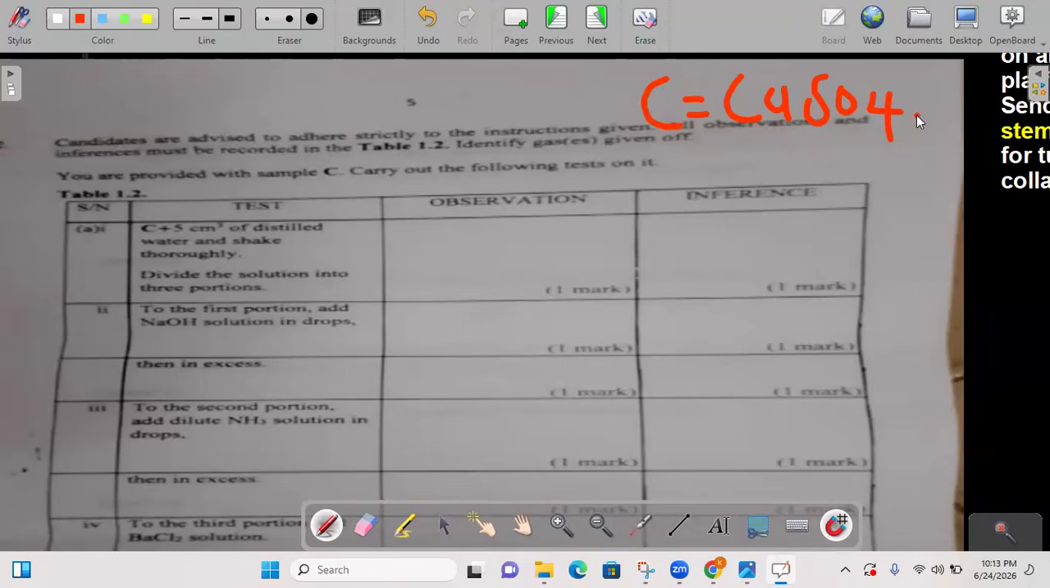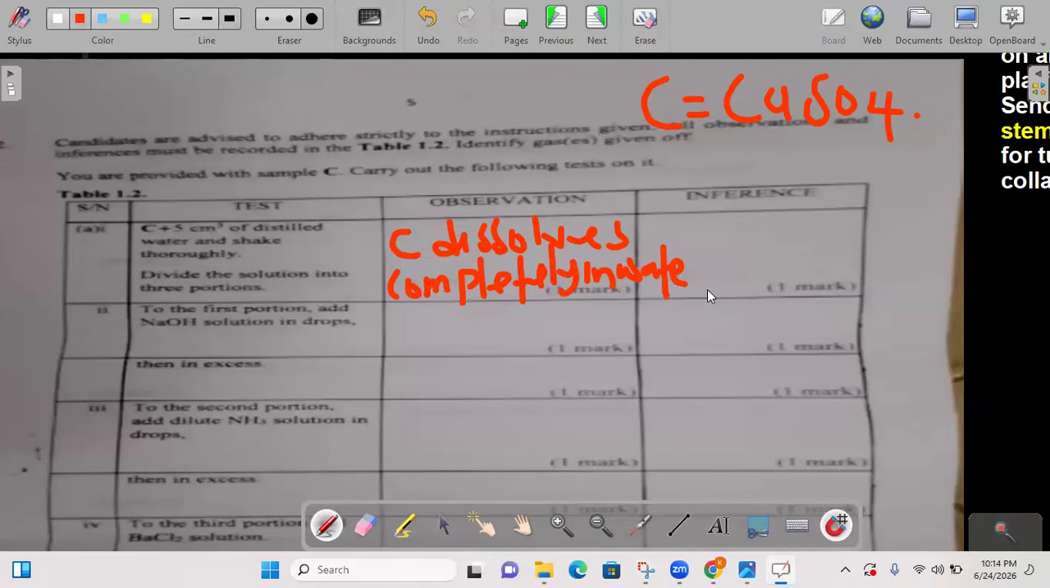Now, what happened when you add 5 cm cube? Look at C. C now plus 5 cm cube of distilled water. Shake thoroughly. Divide the solution into 3 portions. So what happened? C dissolves completely in water. You must learn to manage this space. C dissolves completely in what? In water.